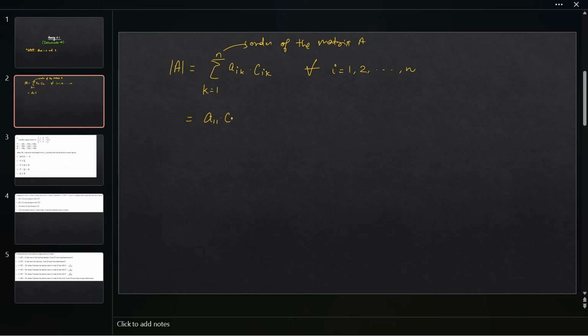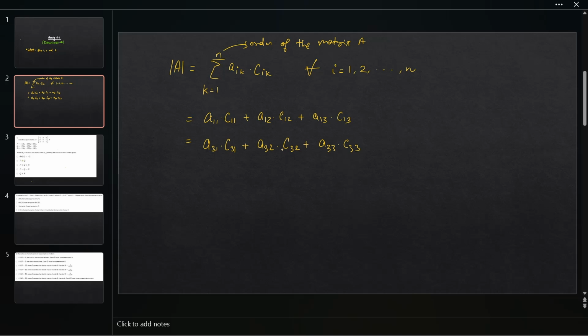So it is A11 times C11 plus A12 times C12 plus A13 times C13. It is basically the expansion of the determinant along the first row. For example, if I want to go along the third row, I can take i equal to 3 and it would become A31 times C31 plus A32 times C32 plus A33 times C33. Here you can see that i is fixed but k is changing.